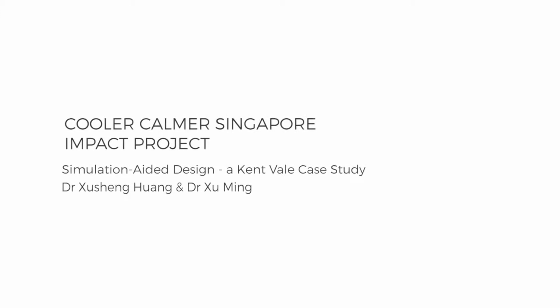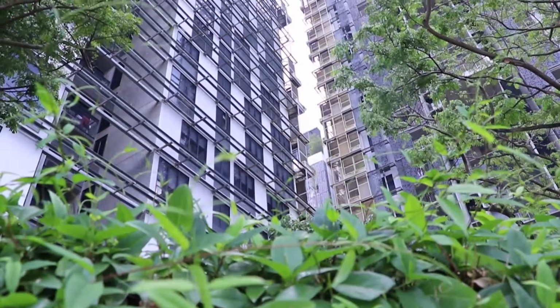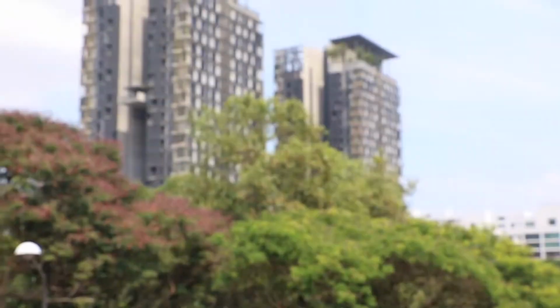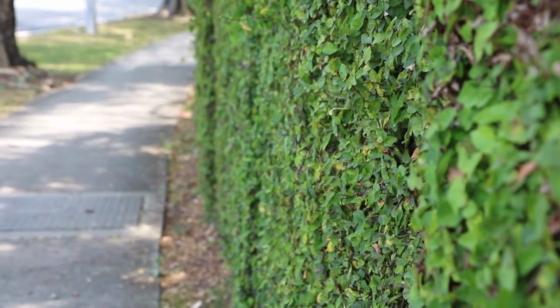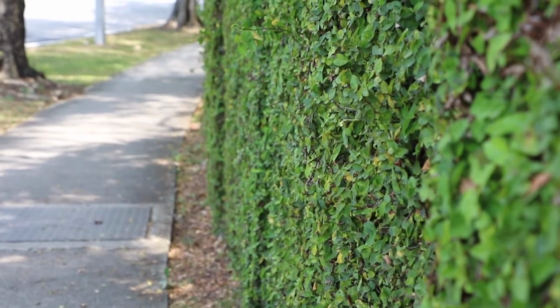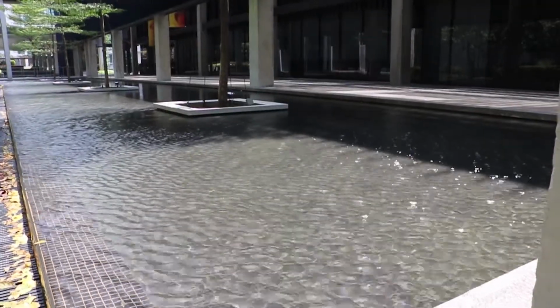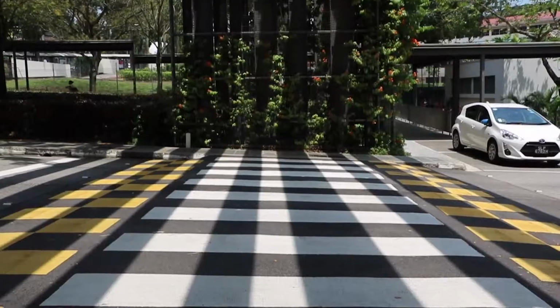This work is part of the Cooler Climate Singapore Impact Project and is a collaboration between urban design and numerical modeling. Climate-responsive urban design generally has 5 aspects: the well-organized urban form, greenery promotion, highly reflective and cool materials, introducing water and fountains, and application of shading elements.